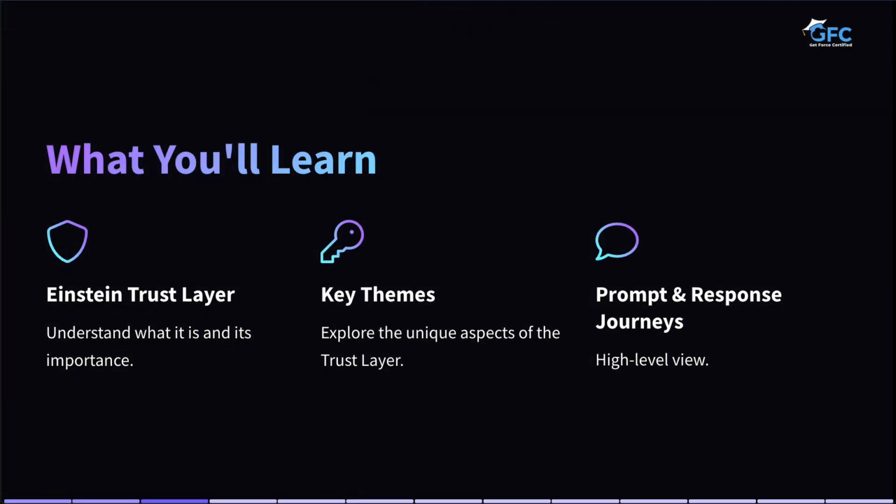So what are we going to learn? Well, we'll understand what the Einstein trust layer is and why it's important, the key themes that make it unique, and we'll have a high-level view of how the prompt and response journeys work.